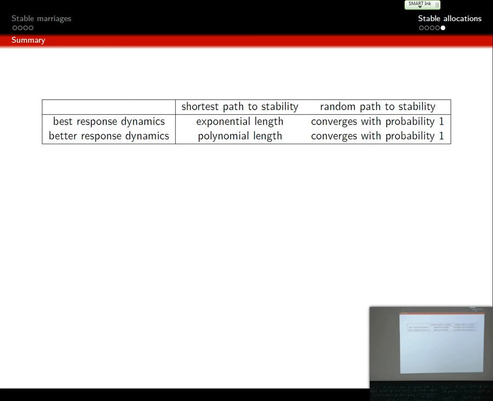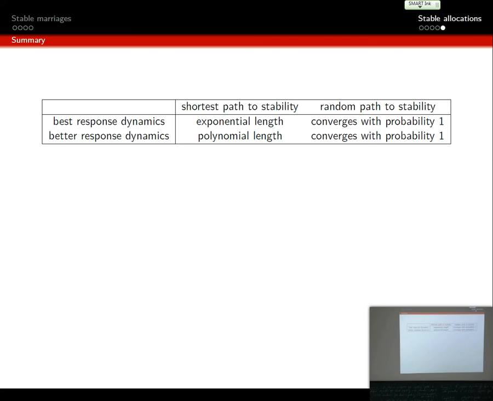Just to sum it up, we studied the dynamics of stable allocations. We studied the best response dynamics, always taking the best blocking edge and always reducing all of the worst non-blocking edges, and tackled the better response dynamic, which is just putting in a blocking edge, whatever blocking edge you have. We showed that in both cases there is a shortest path to stability, but for best response it might be exponential. For better response there is an algorithm, which I'll show you, which is polynomial.